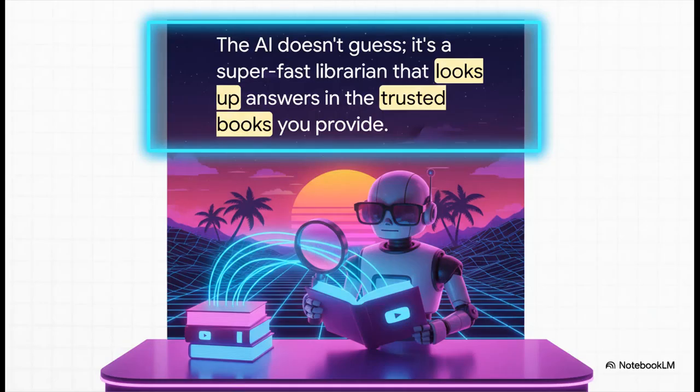Here's the best way to think about it. A normal AI is just a prediction machine. But with RAG, it's like you've hired this unbelievably fast librarian. You hand this librarian a specific stack of books, in our case, YouTube transcripts, and you tell it, only find answers inside these books. So it's not just rambling, it's actually doing research.